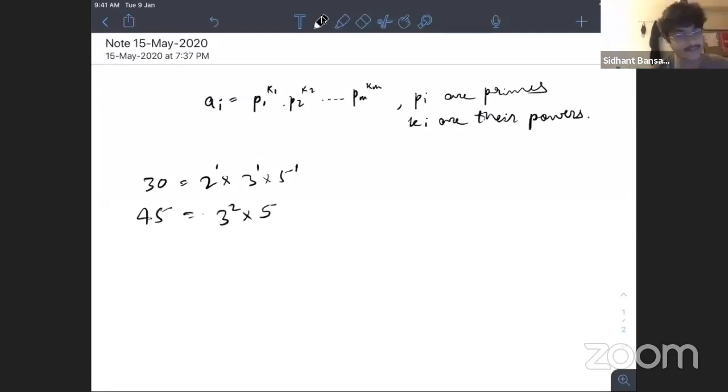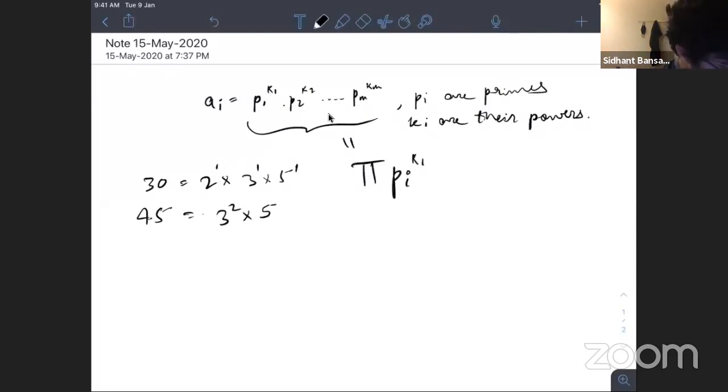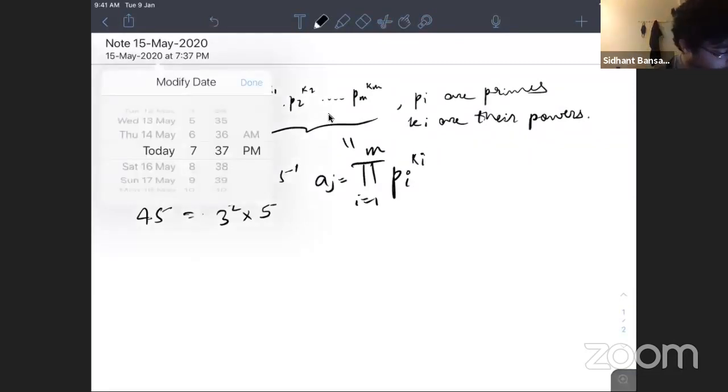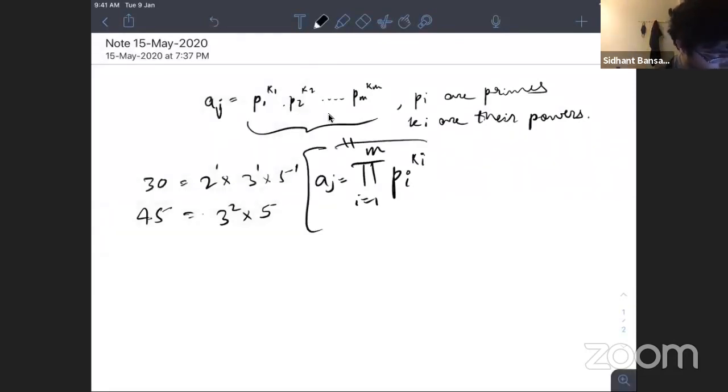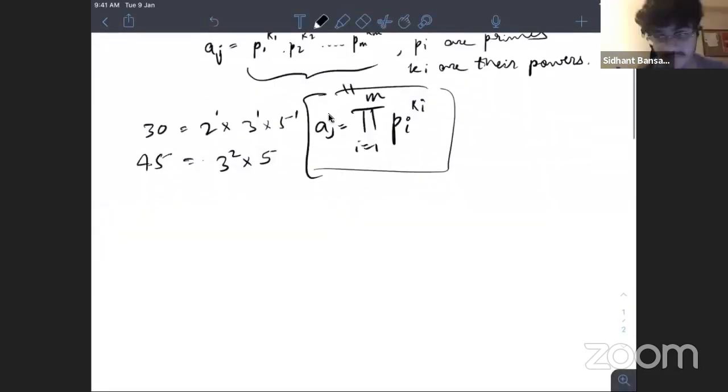So basically any number generically can be represented as P1 to the power K1 times P2 to the power K2, and so on, which is basically a concise notation: the product of P_i to the power K_i, i goes from 1 to M. So A_j is equal to this thing, right? So always try to think of numbers like this. It generally helps for number theory questions.